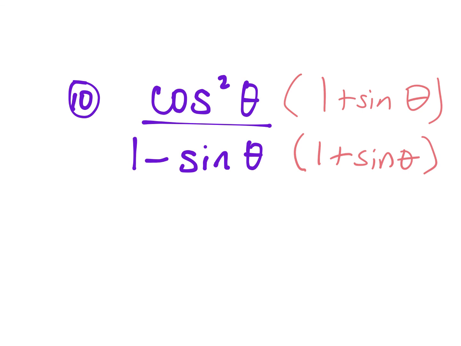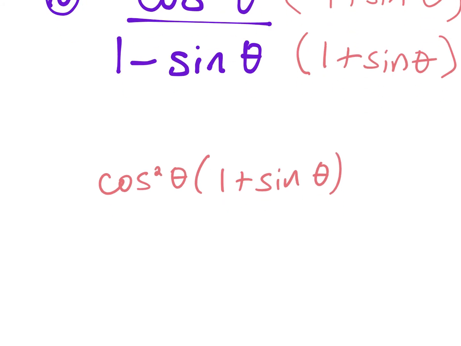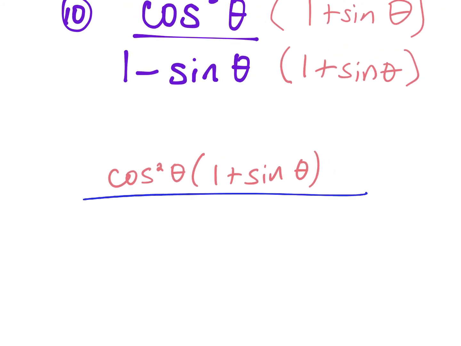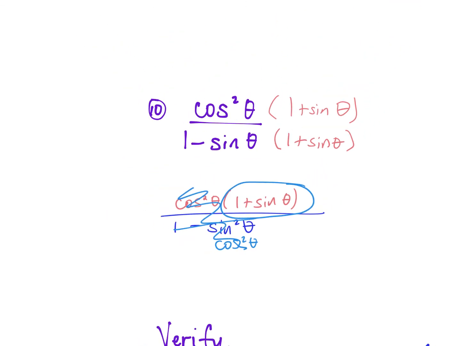You guys with me? Okay, so let's simplify the top. I'm just going to rewrite these together. And then on the bottom, when we FOIL, 1 times 1 is 1. I have a positive sign and a negative sign, so they'll cancel out. And then negative sign and positive sign gives me 1 minus sine squared. What is 1 minus sine squared the same as? Cosine squared. So this crosses out and becomes cosine squared theta. And then what happens? Cosines cancel. So the only thing we have left is 1 plus sine theta.